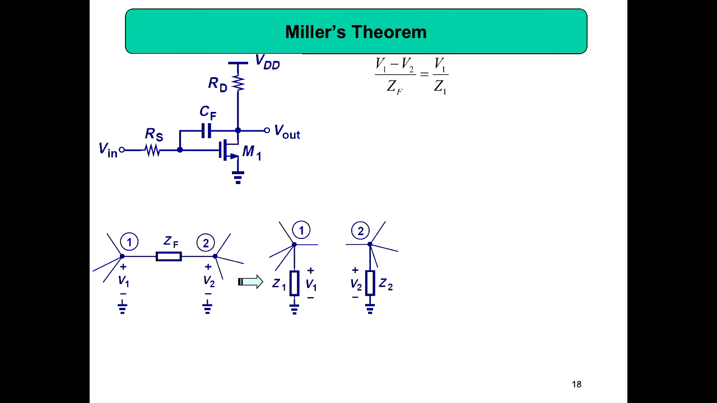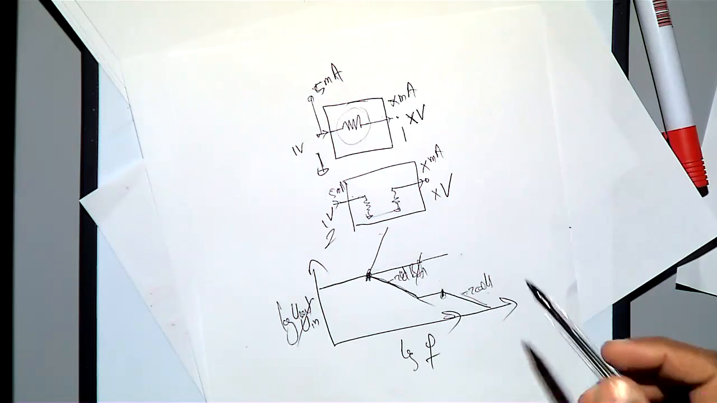If that is the case, what Miller says is (V1 minus V2) divided by ZF, and that should be equal to V1 by Z1. You know what I meant? The current, which should be equal to minus V2 by Z2. Maybe in my drawing it is pretty clear, because here you got it.